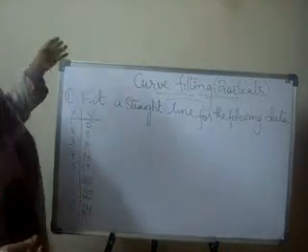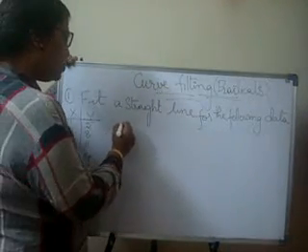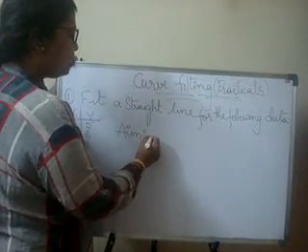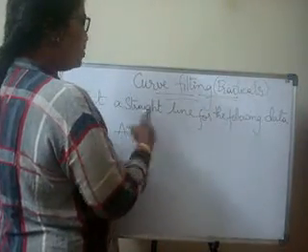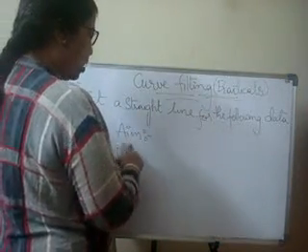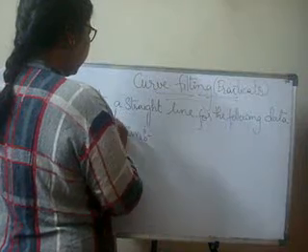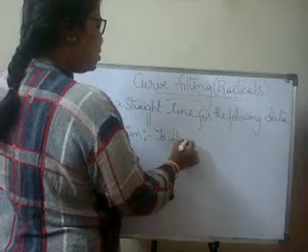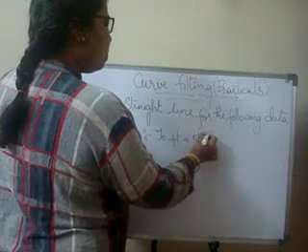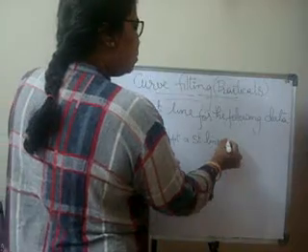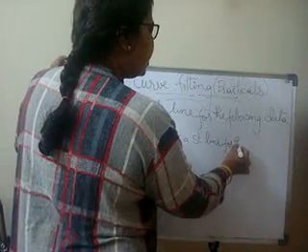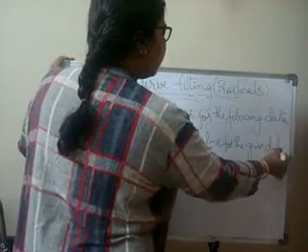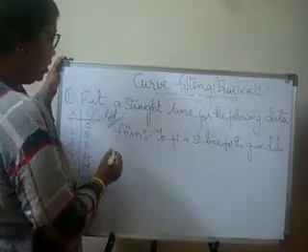We have seen it in the theory class. Now the aim of the problem: every practical problem you have to write in this format. Aim. What is the question given? Fit a straight line for the following data. And our aim, solution, is to fit a straight line for the given data. This is our aim.